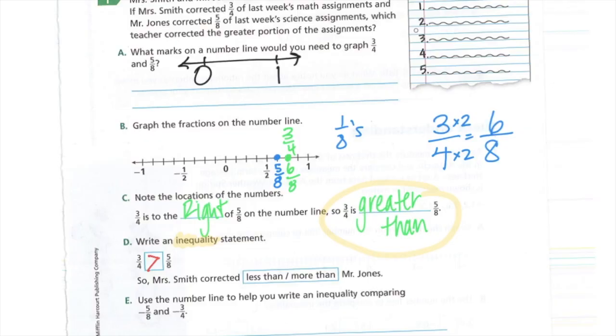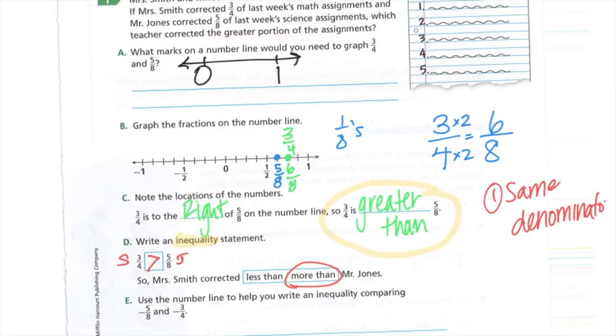So Mrs. Smith corrected, let's see, Mrs. Smith did the 3/4 and Mr. Jones did the 5/8. So Mrs. Smith corrected more than Mr. Jones. All right, so to do that, we had the same denominator. And then we use the number line, right? And remember, as you go to the right, they get bigger.